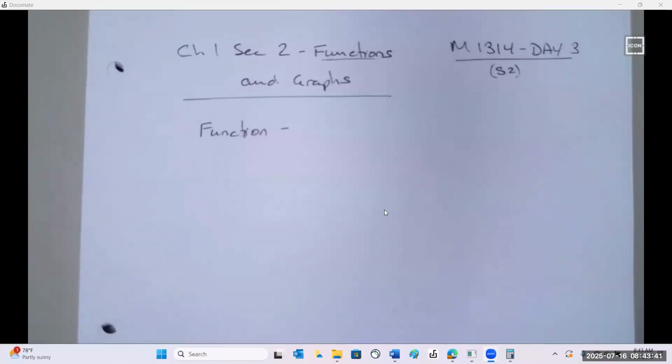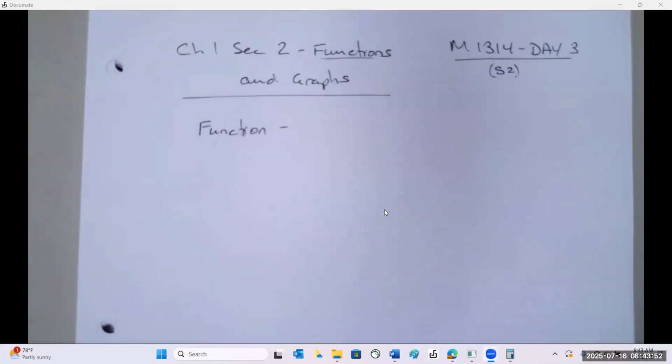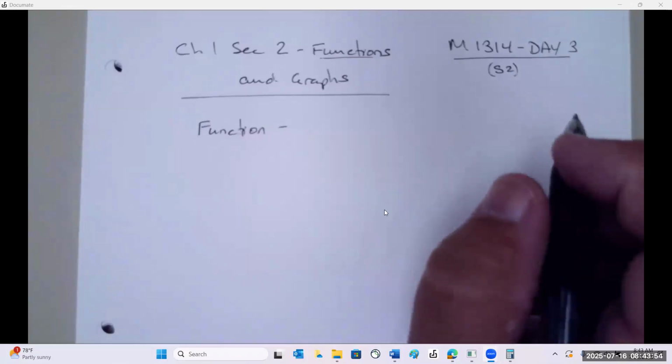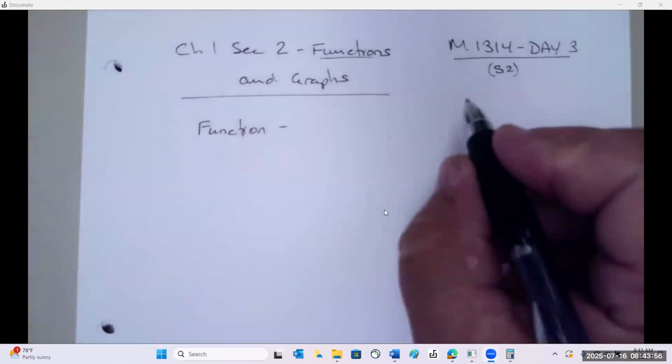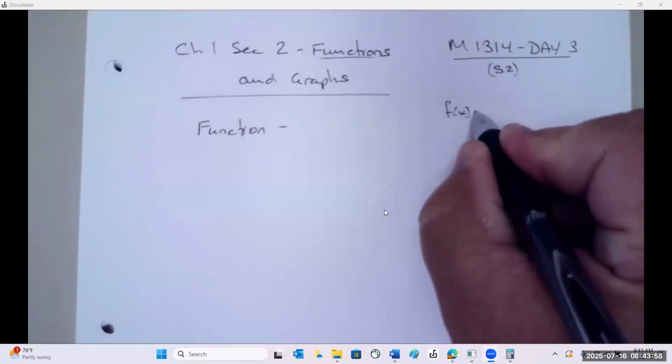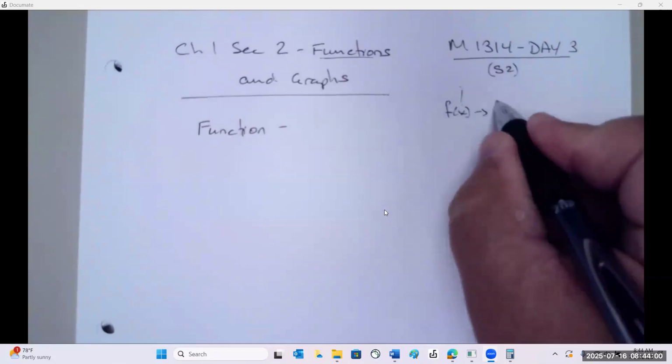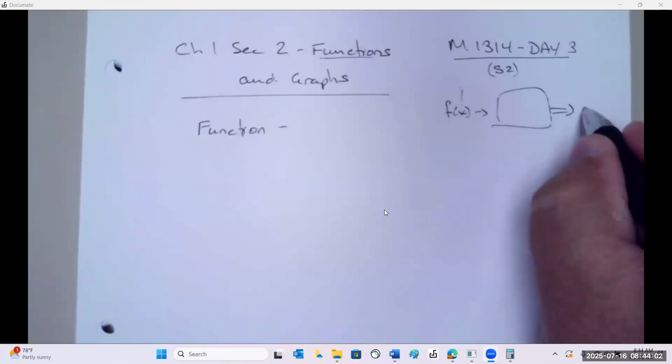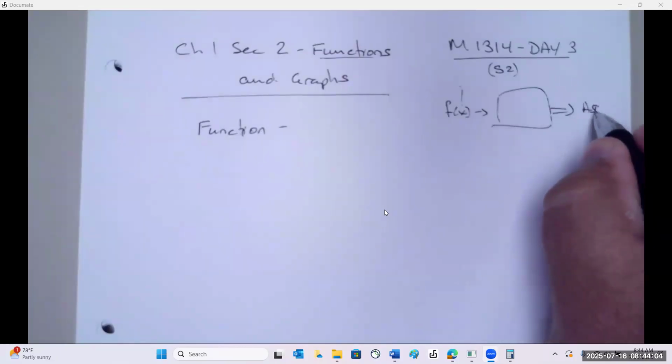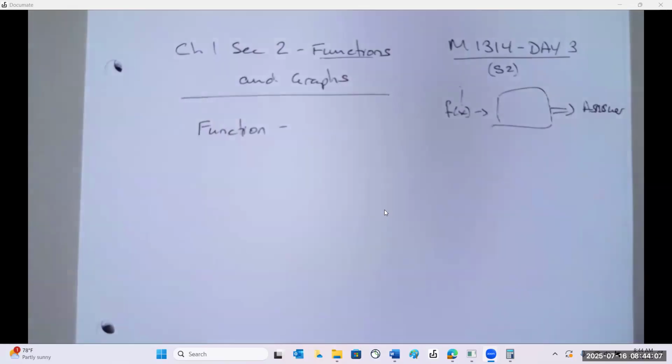Yeah, section 2 deals with functions and graphs. What is a function? I know you've heard it before. What is a function? I know in junior high or high school, what you've seen is here's an equation. You put something inside there, you put it in a machine, and it spits out the answer. Yeah, that's usually why everybody sees it.